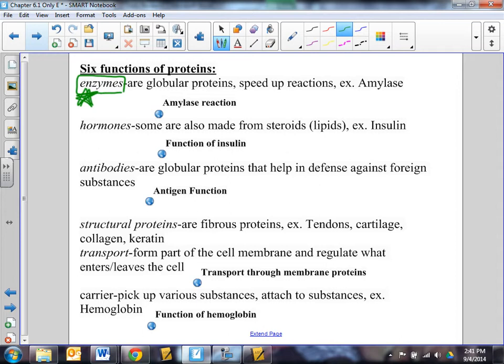Now, enzymes are actually just big globular proteins. So they're big, sort of roundish looking proteins, and their function is to speed up chemical reactions. And so I'm going to show you, using an example of an enzyme that you have in your own mouth, how an enzyme would make a chemical reaction happen faster. So I will bring this screen back so that you can keep writing things, but what I'd like to do is show you this amylase reaction.